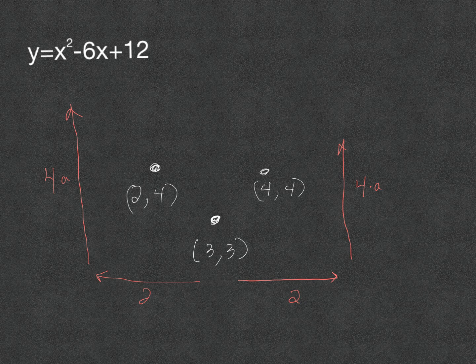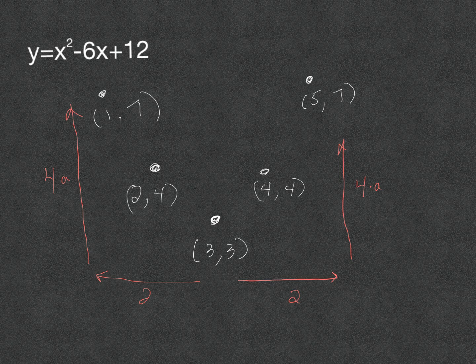What points does that give me? Well, over 2 is going to give me 5, right? And then I go up from 3. I go 4 up from 3, from the vertex. That's a 7. Then I go over 2 from 3. That's going to be a 1, comma. I go up 4 from 3 again. That's 7. 5, 7, 1, 7.